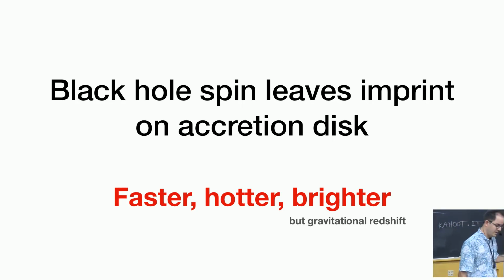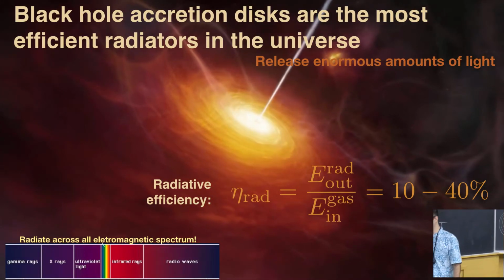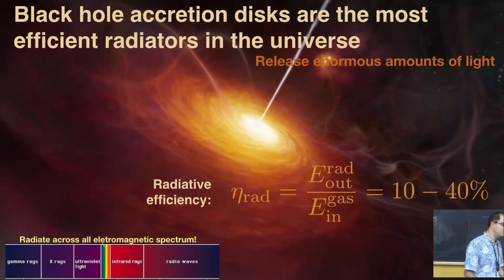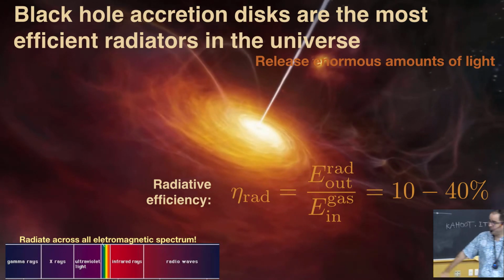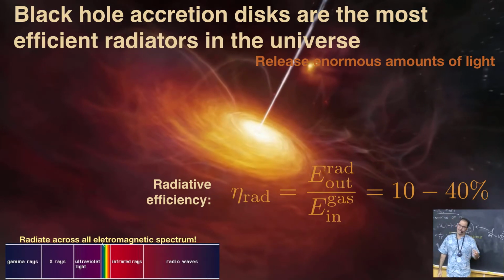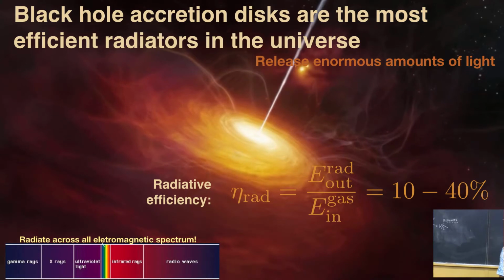It's faster, it's hotter, it's brighter, okay? But there is also more gravitational redshift, which will lower the luminosity of your disk at the same time for a maximally spinning Kerr black hole. So the conclusion here is black hole accretion disks are the most efficient radiators of electromagnetic energy in the universe, okay? Looking at these two efficiencies, you can have gigantic amounts of conversion of mass into energy due to these engines, okay?